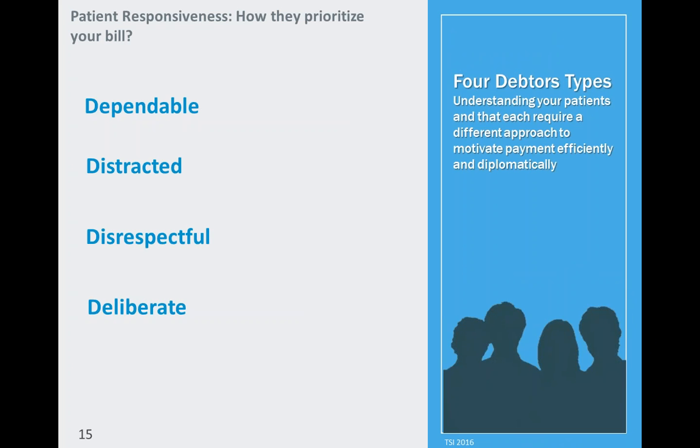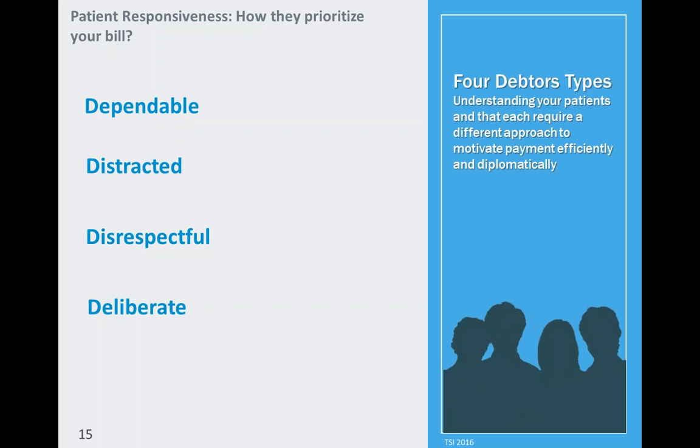Next, we discuss patient responsiveness. Practices must realize what motivates one patient to pay will not work for another, and therefore billing them the same is not cost effective. So it's important to have awareness of progressive solutions to help bridge the gap. Four patient payers have been identified here, and we'll touch briefly on each with their solutions in greater detail throughout the remainder of this presentation.